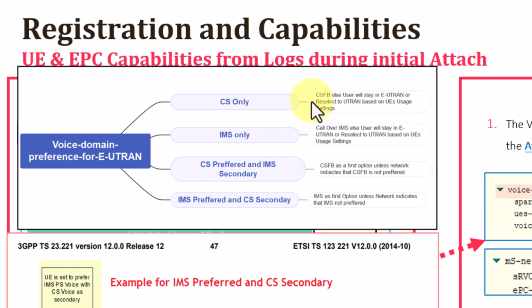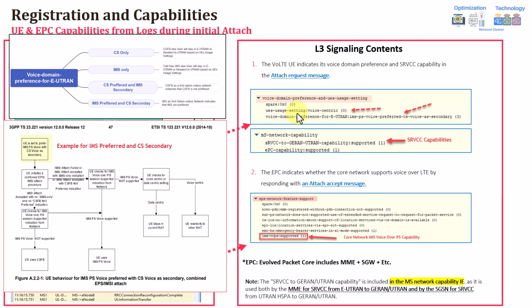So the first one, CS only, means CS fallback only. And CS preferred means that the CS network, or CS fallback, is more preferred compared to IMS, and IMS preferred is the opposite way around. So how does this actually work? We have these two pieces of information, something called UE voice centric, and the second one for that part.